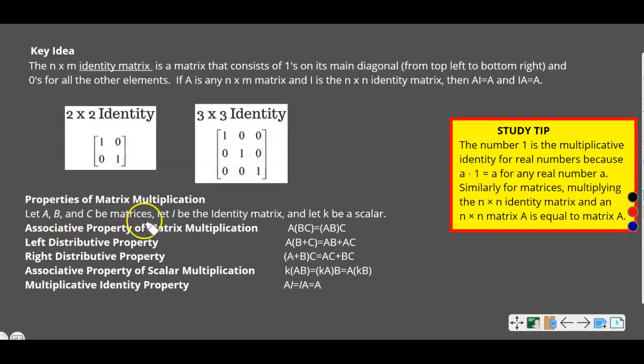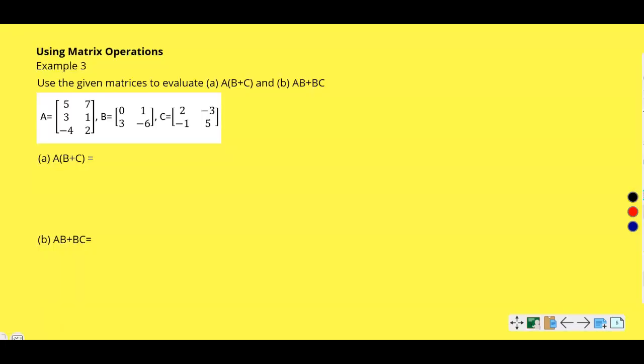All right, so properties of matrix multiplication. Let A, B, and C be matrices. Let I be the identity matrix, and let K be a scalar. Remember in the last lesson we talked about a number multiplied by a matrix. That's a scalar, and that's just called scalar multiplication. All right, so these are properties that you need to be aware of for matrices, very similar to real numbers.